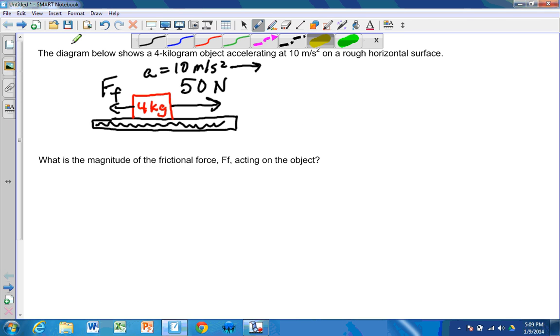Okay, hey everybody. So here we have a friction problem, and our problem says that I have a diagram that shows a 4 kilogram object accelerating at 10 meters per second squared on a rough horizontal surface. And then I see a force diagram with an applied force of 50 newtons to the right and a frictional force to the left. And even though the diagram is not drawn to scale, there is a noticeable difference in the size of the arrows.